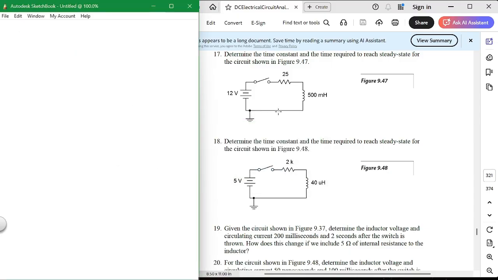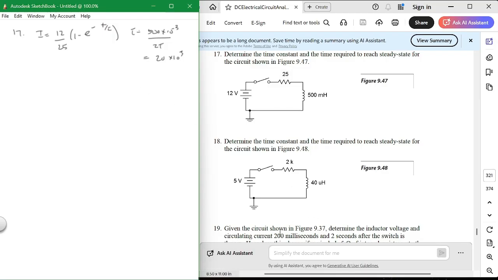So number 17: our I is equal to 12 over 25 times 1 minus e to the minus t over tau, where tau is equal to L, 500 times 10 to the minus third, over R, which is 25, or we've got 20 times 10 to the minus third. So that's my tau. Now they ask the current.